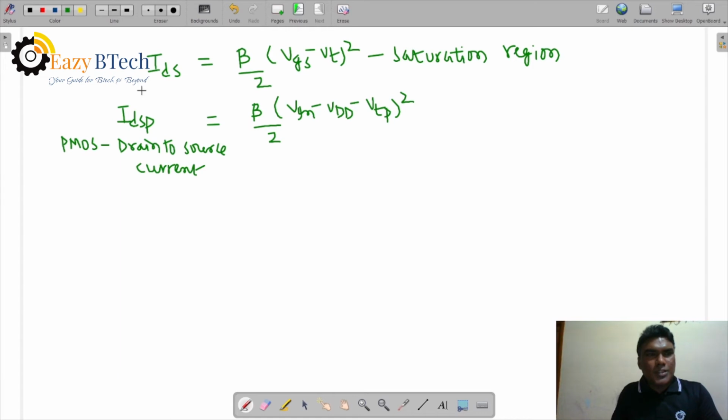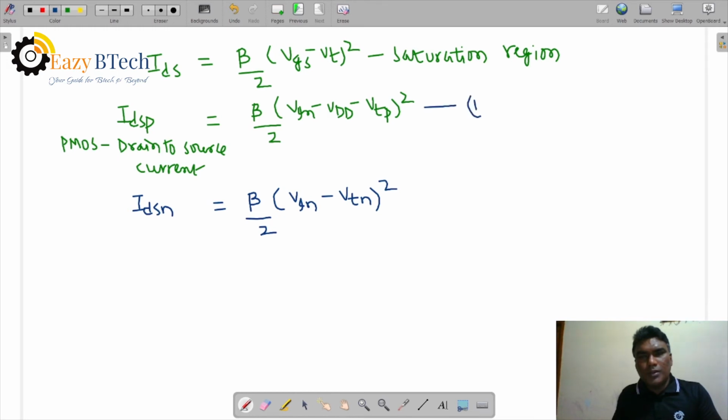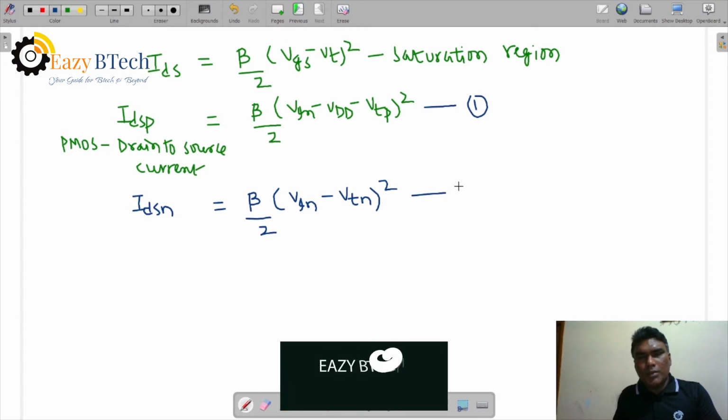So let us take IDSN, the drain to source current of the NMOS transistor. We can take this as beta into, where is Vin? Vin in the saturation region, it is Vin minus VTN, the threshold voltage of the NMOS transistor, whole square by 2. So these are the two equations, equation number 1: the drain to source current of the PMOS transistor and the drain to source current of the NMOS transistor.